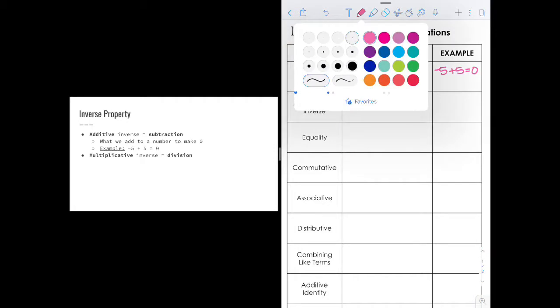Okay, next is the multiplicative inverse. So similar situation here. Basically, this is going to be what we multiply to a number to get 1. And this is going to be division. So whenever you are getting x by itself, a lot of times this happens. You undo multiplication by doing division.